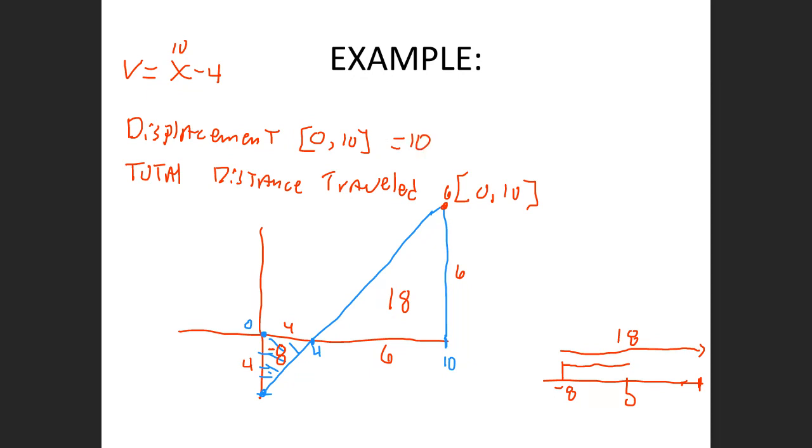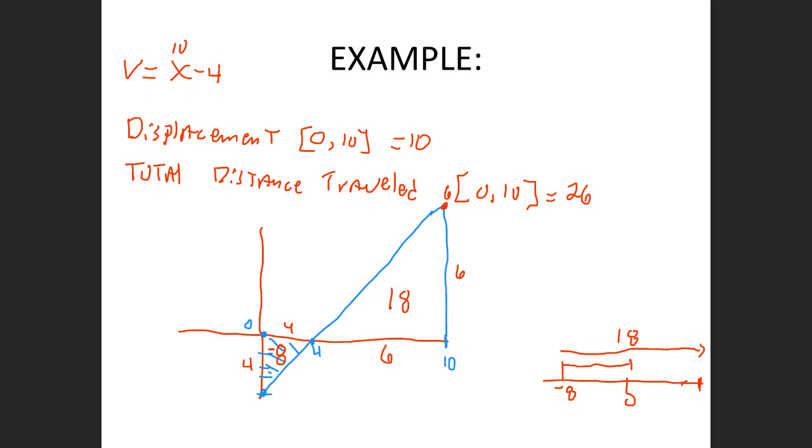What is the total distance traveled? So now I take both of these pieces and I add them together because total distance is, you know, how far did the thing go totally? So what is my total distance traveled? 26. Agreed. All right.